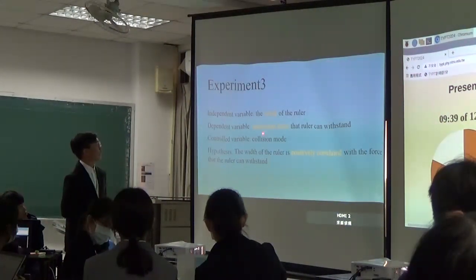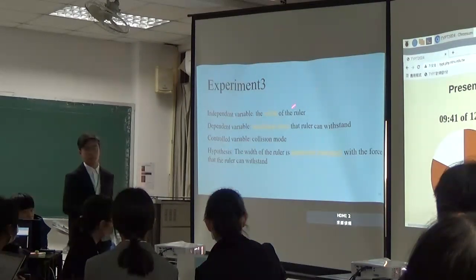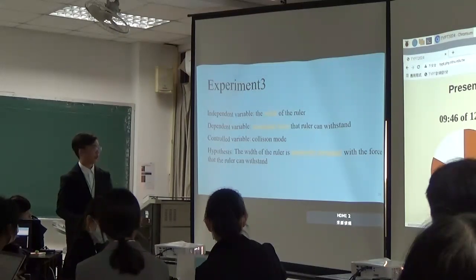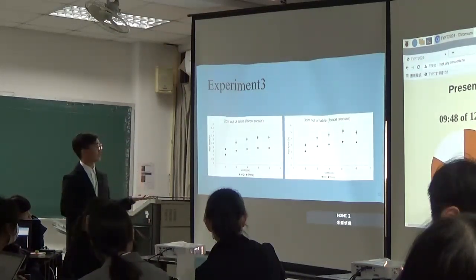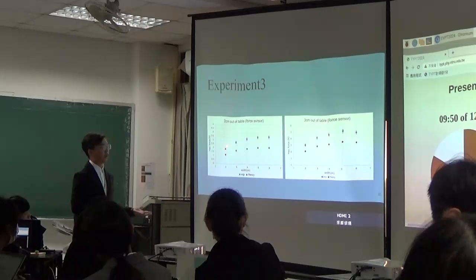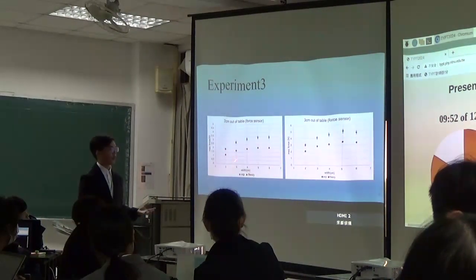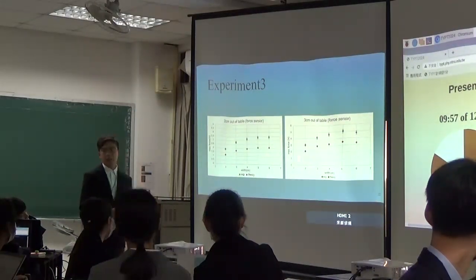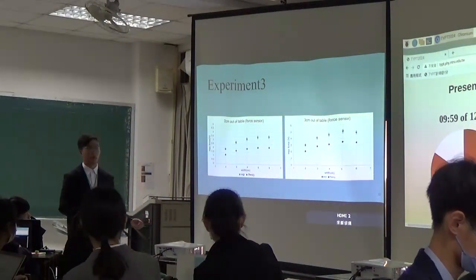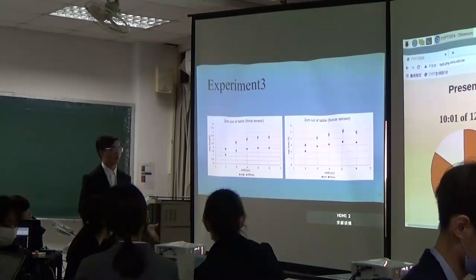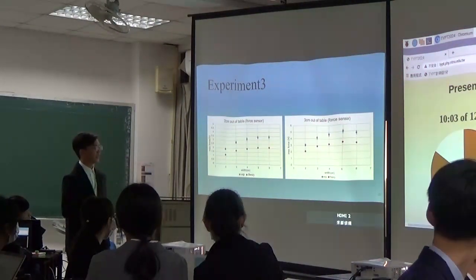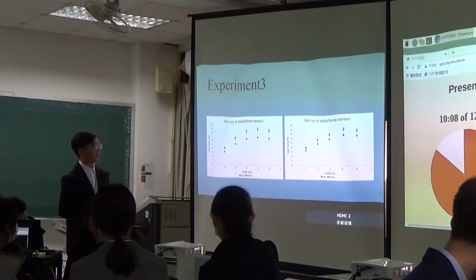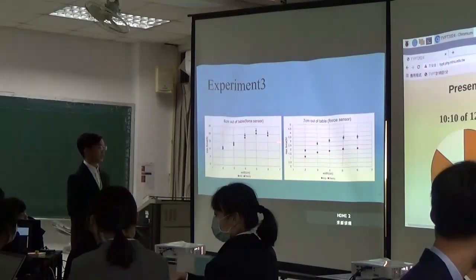And go on, the third experiment is about the width of the ruler. The others are all the same. As you can see, we use different widths of the ruler, and from this trend, if the width increases, the force you can withstand goes up like this and keeps going. You can see it with different widths here.